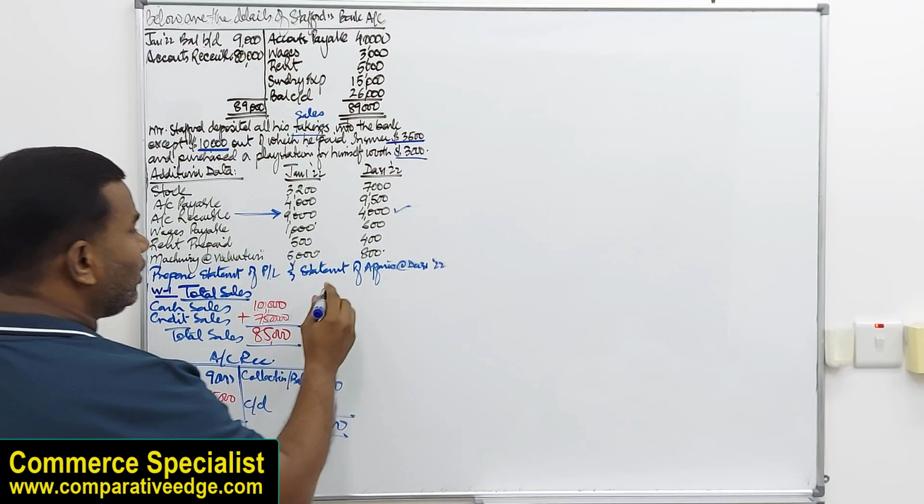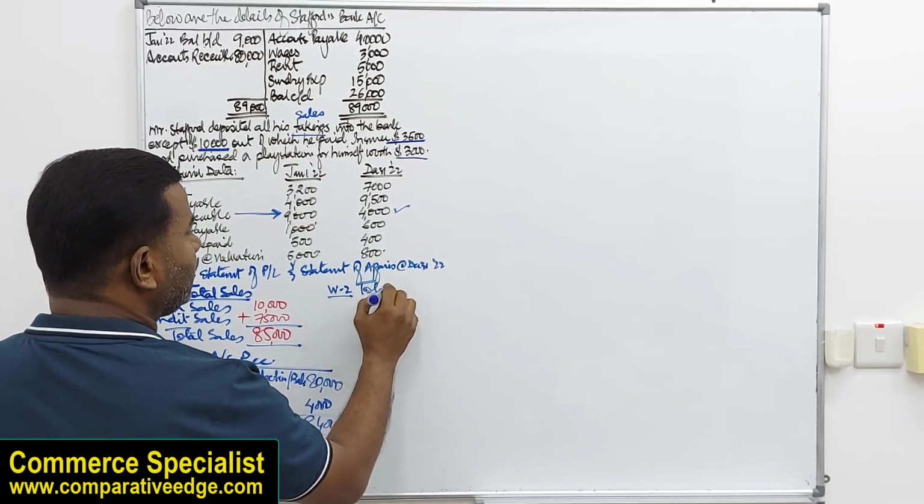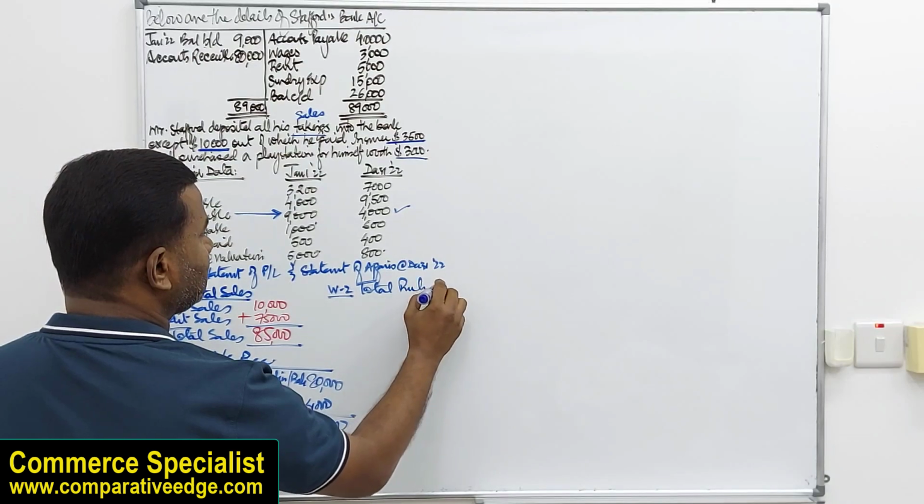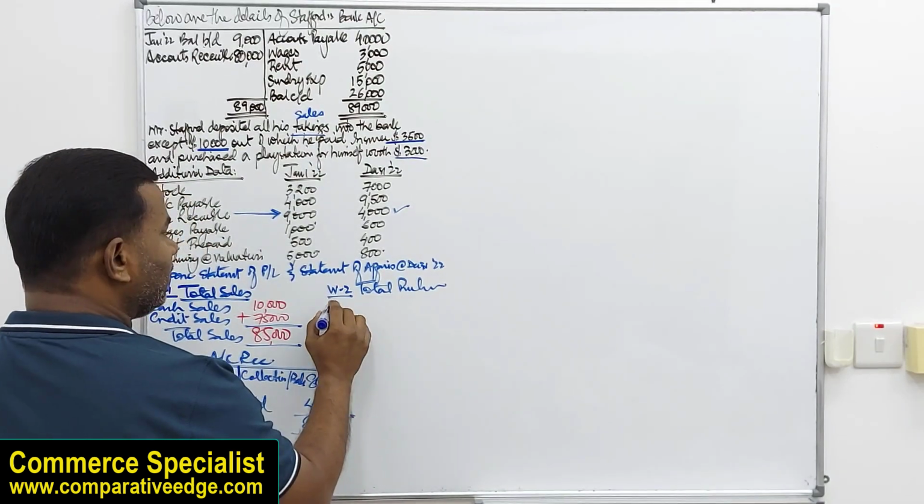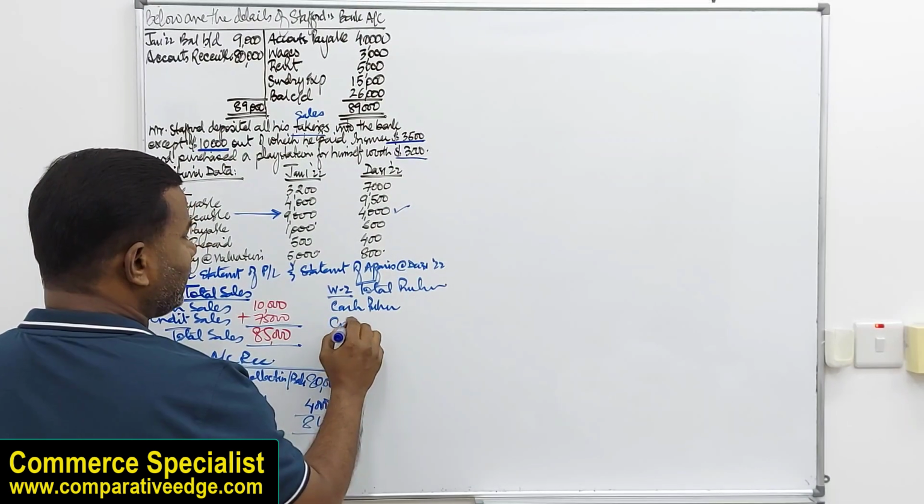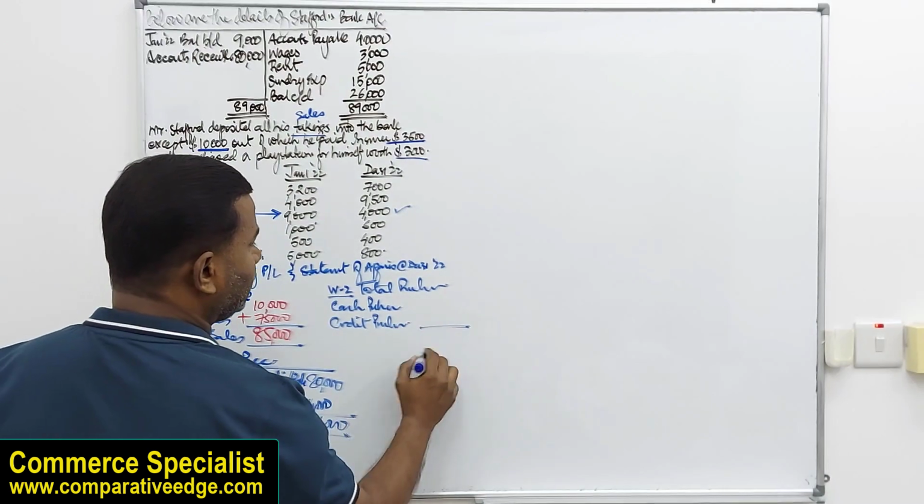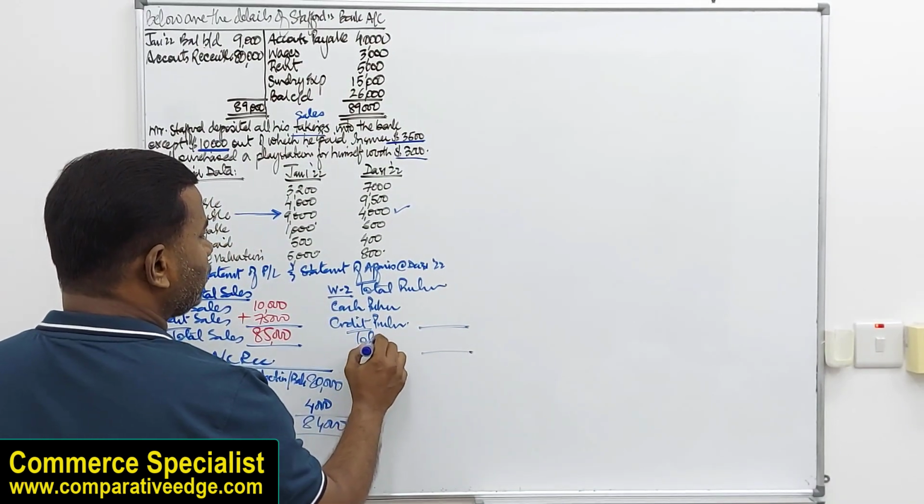My next working is going to be for total purchases. Working 2, I'm writing here total purchases. Here again, if there is any cash purchase, I would like to add that. And if there is any credit purchase, I would like to incorporate that also in my calculation. Only then I will get total purchases.